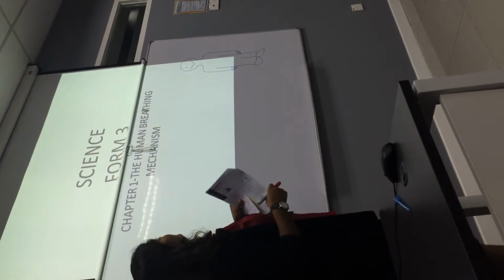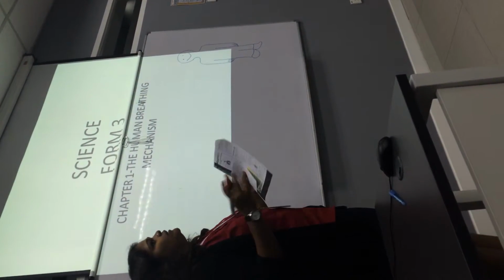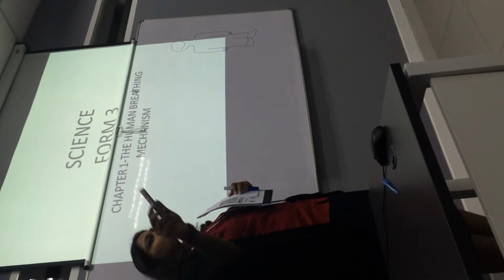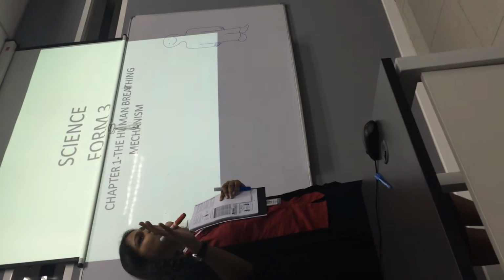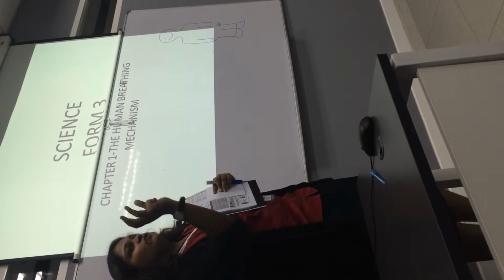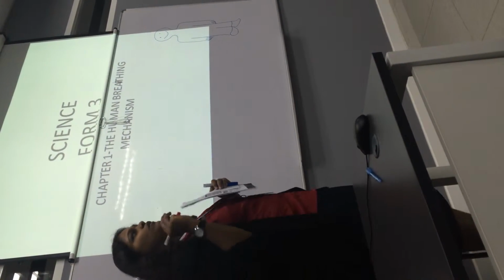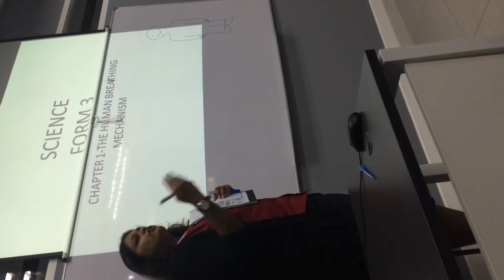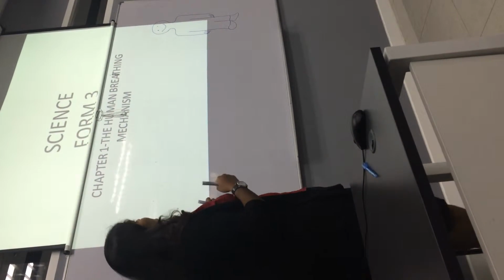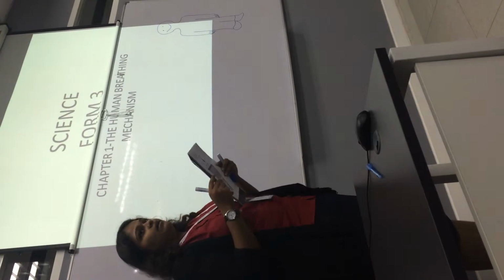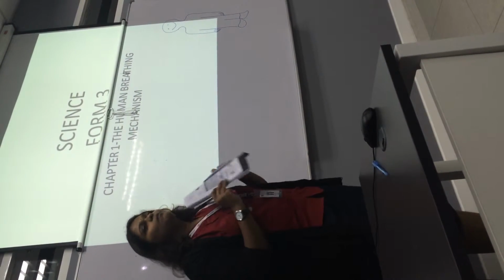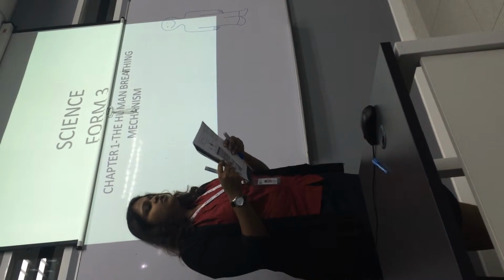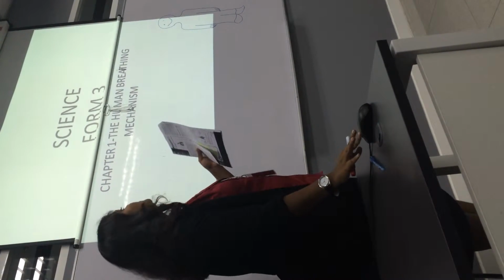So in science for Form 3, you have gone through the Form 1 structure, Form 2 structure, and now this is the final year. We will go a little in depth about all that you've learned previously. The first chapter is the human breathing mechanism. Under the first chapter, I would be emphasizing subtopic 1.1, which is the structure of the human respiratory system today.